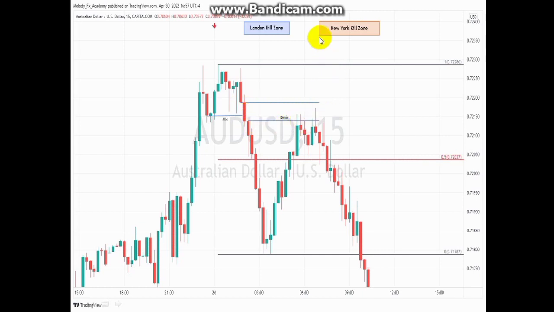Now you can see we actually got in right here. Price reached into the fair value gap here, but I said, let me just wait for the New York open key zone. So I was patient, just watching this until the New York key zone opened.